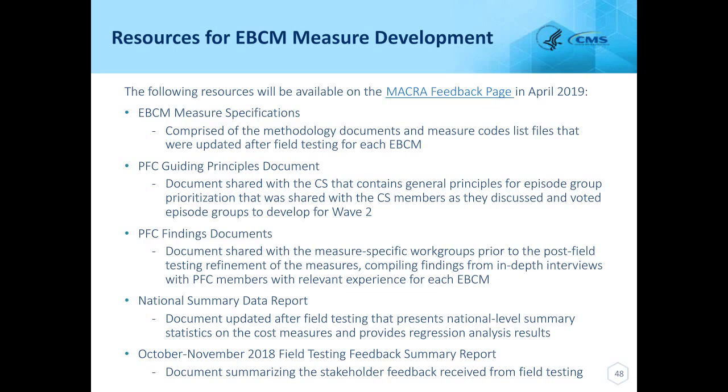So I'll just quickly walk through some of the resources that will be available so that we have some time for questions. These will be available on the MACRA feedback page in the coming months, and we'll include the measure specifications, which have been updated after field testing, and provide some documentation from the Person and Family Committee, including the guiding principles document, which outlines some high-level principles in terms of prioritizing episode groups for development. We'll also post an updated national summary data report, which is updated after field testing, as well as a summary of the field testing feedback that we received. Next slide, please.